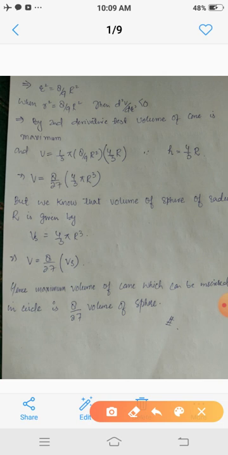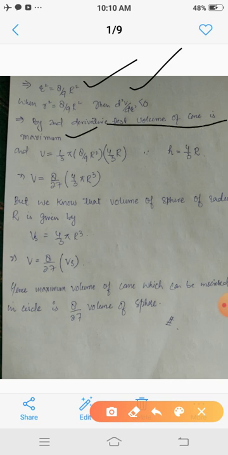which implies that when we put dv by dr equals 0, r square equals 8 by 9 R square. When r square is 8 by 9 R square, substituting r square in d2v by dr square, we get d2v by dr square less than 0, that is, it is negative. By the second derivative test, the volume of the cone is maximum.